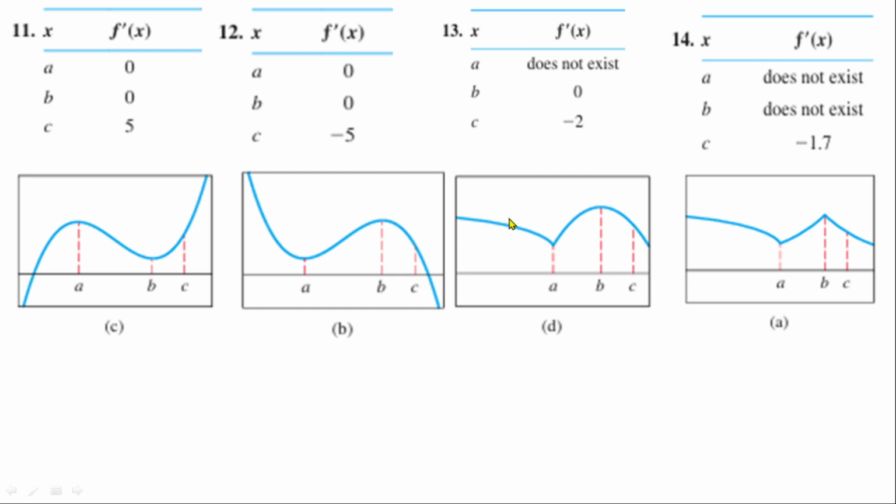And A does not exist. Here there is a sharp change, there is a corner at A, so the differentiation does not exist, and at B, f dash of B is 0. There is a horizontal tangent at B and this slope is decreasing at C, that is minus 2. That 13th table is matched with the graph D. And this 14th table has corners at A and B, and f dash of C is a negative value, that is, at C the slope is decreasing.